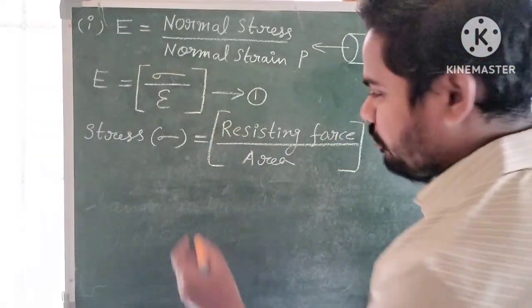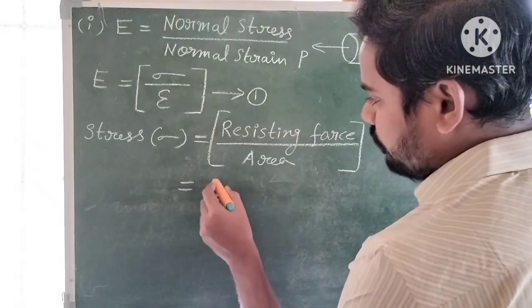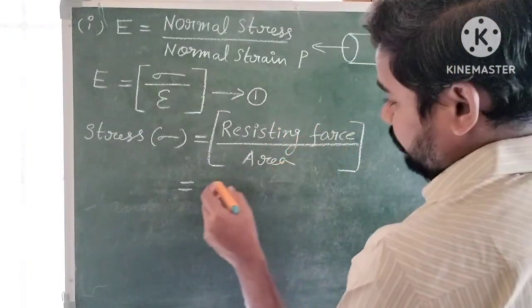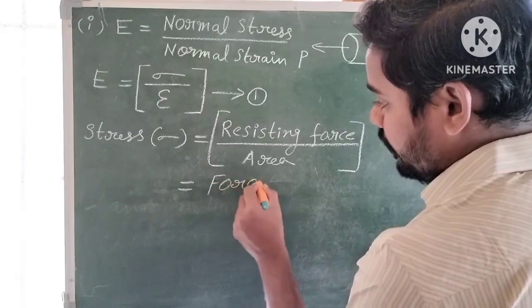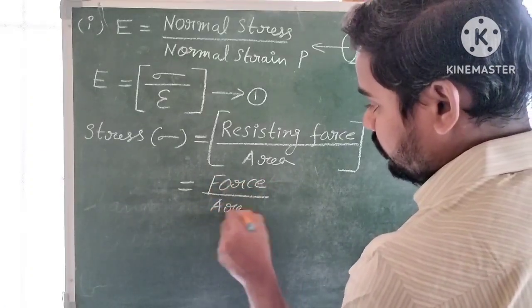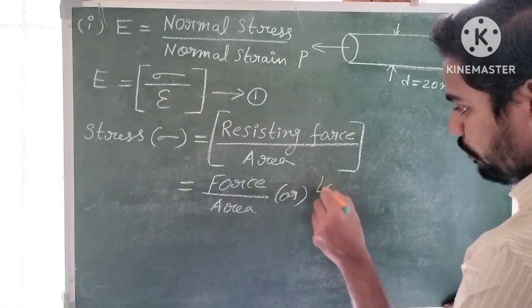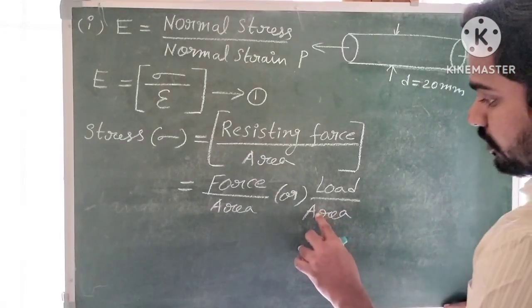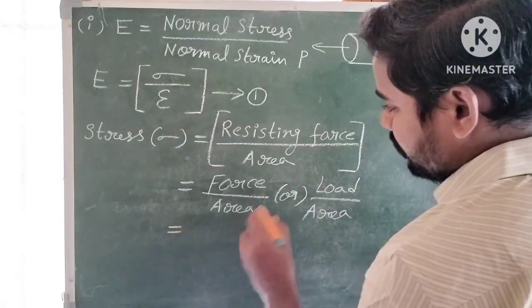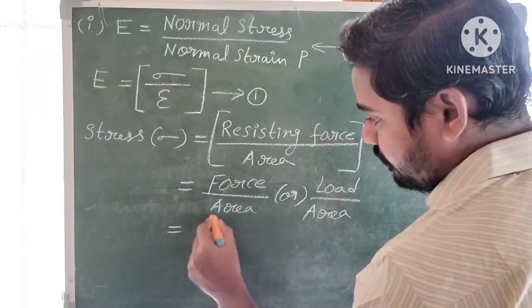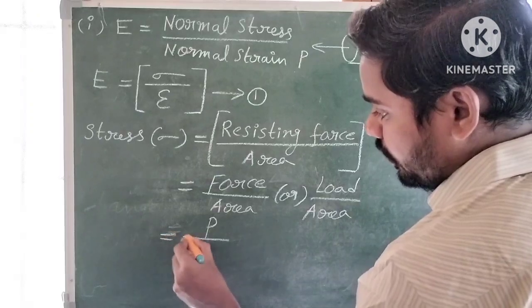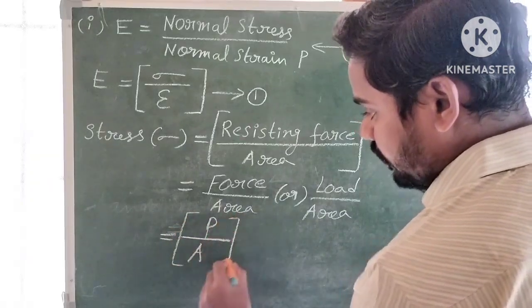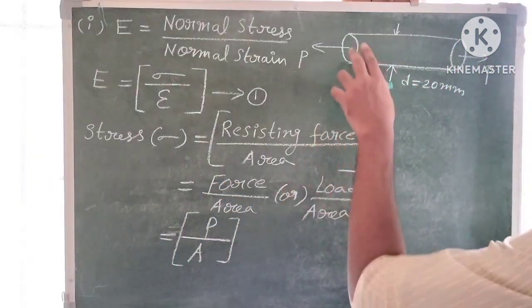So in equilibrium condition, resisting force is equal to applied force. Here applied force is nothing but axial pull, or simply you can say force by area, or load by area. So here what is the force or axial pull? P. So ikkada force ante enti? Axial pull. Load ante ikkada manam apply chesina axial pull by area. So nothing but the cross sectional area of the mild steel bar.